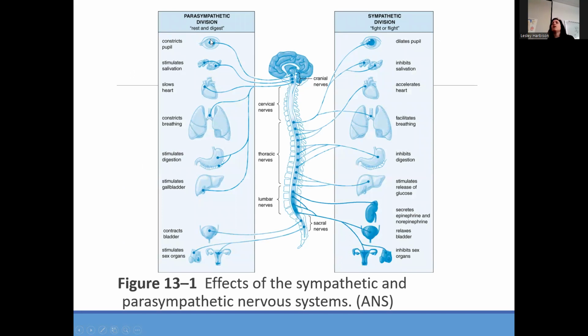So with the parasympathetic, your pupils constrict, it stimulates saliva, slows your heart rate, constricts breathing, stimulates digestion, stimulates the gallbladder. So there's enzymes that are released, and there's other systems that are affected. We just don't talk about it. Contracts the bladder, stimulates the sex organs. That's going to happen better when you're relaxed, not when you're stressed. And then sympathetic division, fight or flight, dilates pupils, inhibits saliva. So it's all kind of like opposites, right? The opposite thing happens. Facilitates breathing, inhibits digestion.